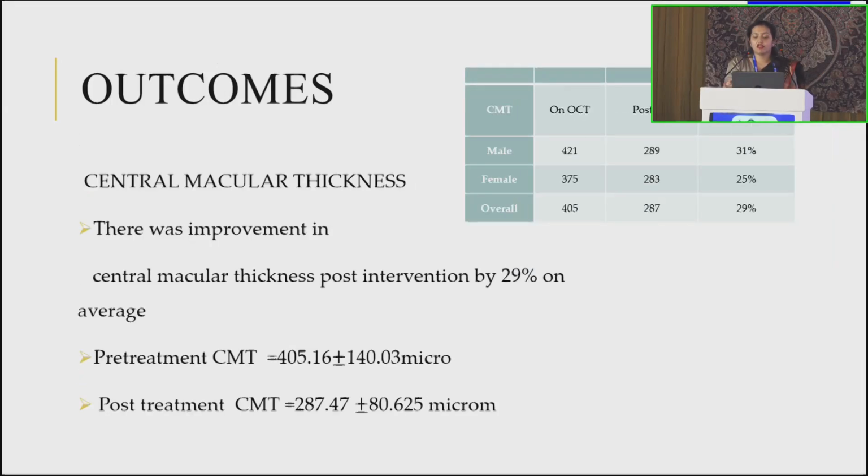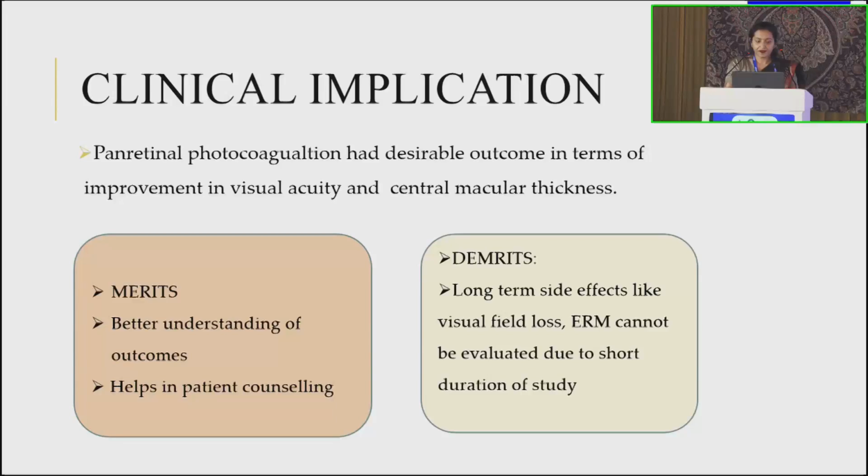The central macular thickness post-intervention improved by 29%. The pre-treatment was around 405 microns, and post-treatment went to 287. The clinical implication of our study was that there are desirable outcomes in visual acuity and central macular thickness, which helped in better understanding and patient counseling for tighter diabetic control and better HbA1c control.